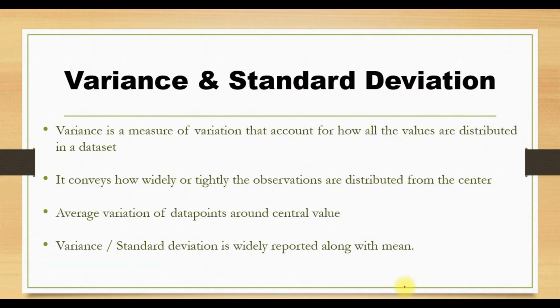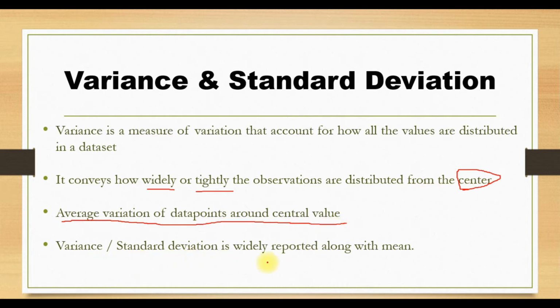Variance is a measure of variation that accounts for how all the values are distributed in a data set. It conveys how widely or tightly, these words are important, how widely or tightly the observations are distributed from the center, that means from the mean value. So we can say that it's an average variation of data points around a central value.